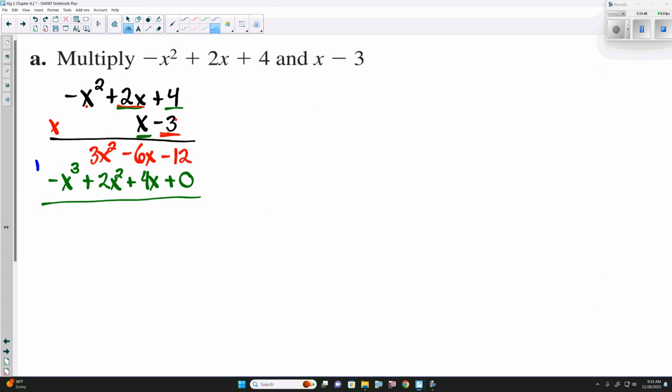And at this point we would add straight down. So our negative x cubed, because there's no other x cubed terms, our 3x squared plus 2x squared is plus 5x squared. Negative 6x plus 4x is negative 2x, and negative 12 plus 0 is negative 12. And we get this here.